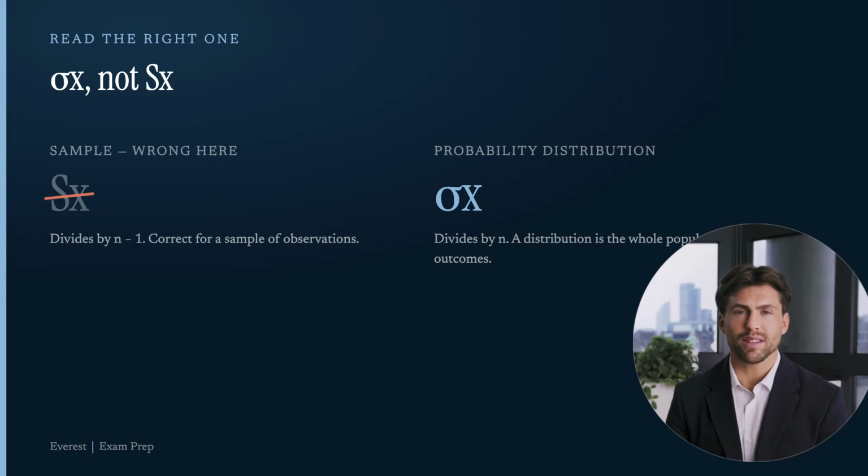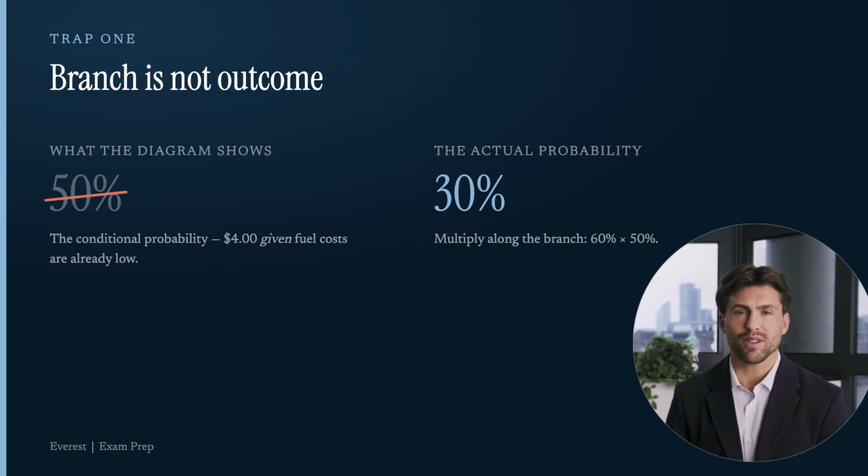A probability distribution describes the whole population of outcomes, so the population standard deviation is the correct one. Now the first trap: look at the top tip of the airline tree, the $4 outcome. What is the probability of that happening? It is not 50%. 50% is the conditional probability, the chance of $4 given that fuel costs are already low.